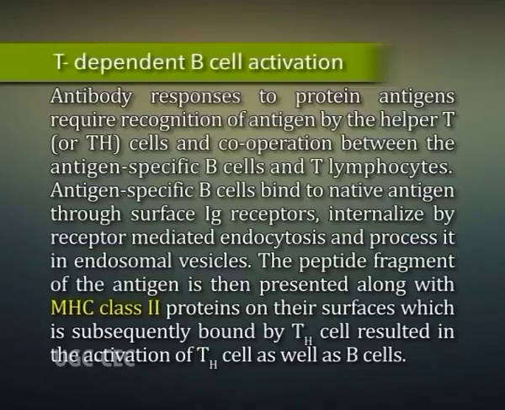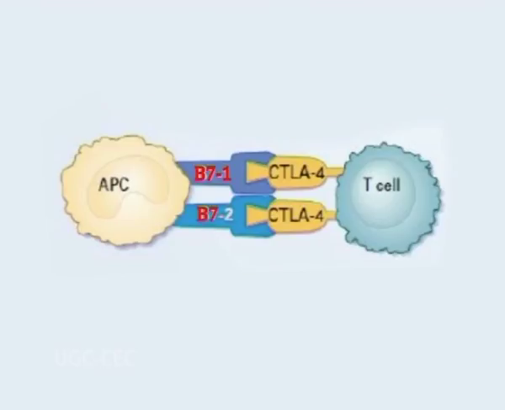Antigen-specific B cells bind to native antigen through surface Ig receptors, internalize it by receptor-mediated endocytosis, and process it in endosomal vesicles. The peptide fragment of the antigen is then presented along with MHC class II proteins on their surfaces, which is subsequently bound by T cells, resulting in the activation of T cells as well as B cells. As the internalized antigen is being processed, the B cell also expresses B7-1 and B7-2.